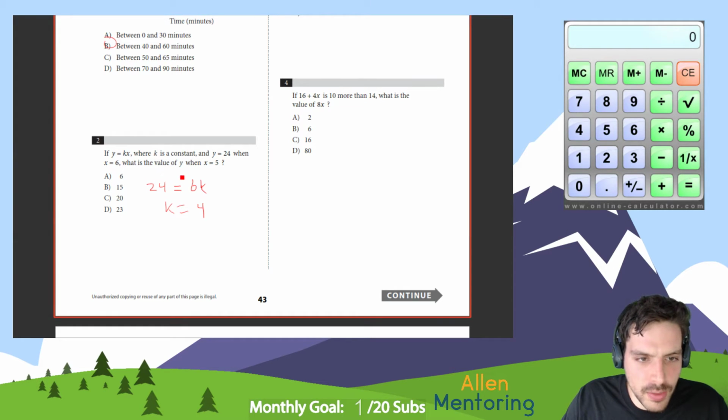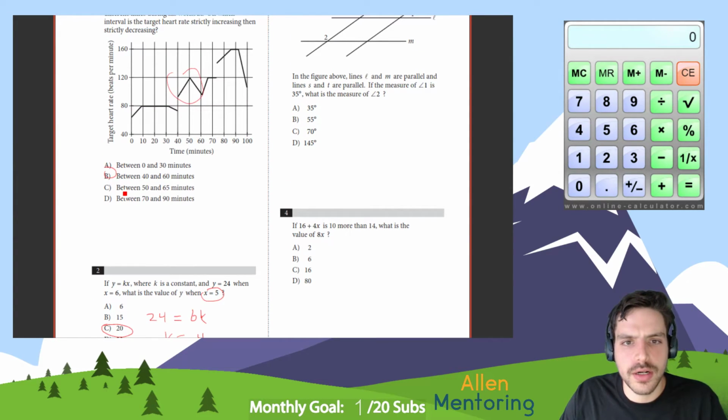And then they're asking, what is the value of y when x is 5? So if I reuse this equation, y is equal to kx, I see that k is 4, x is 5, right? They're telling us when x is 5. So y is going to be equal to 20. Very nice.